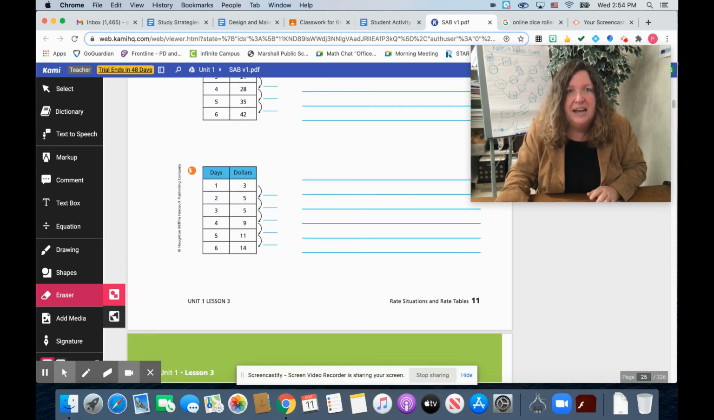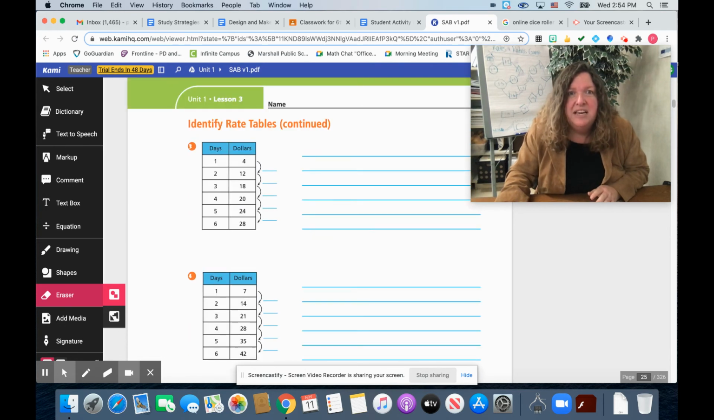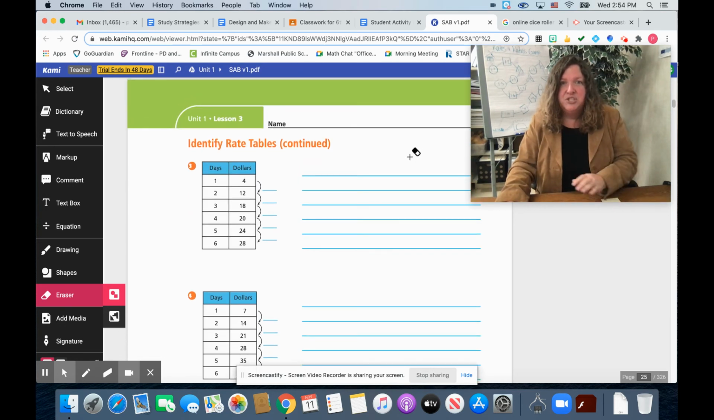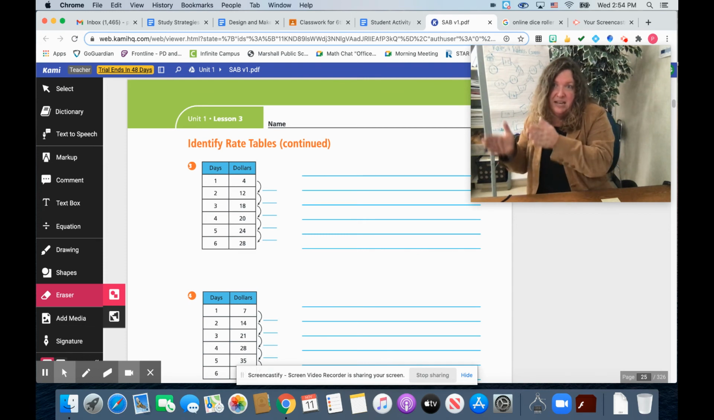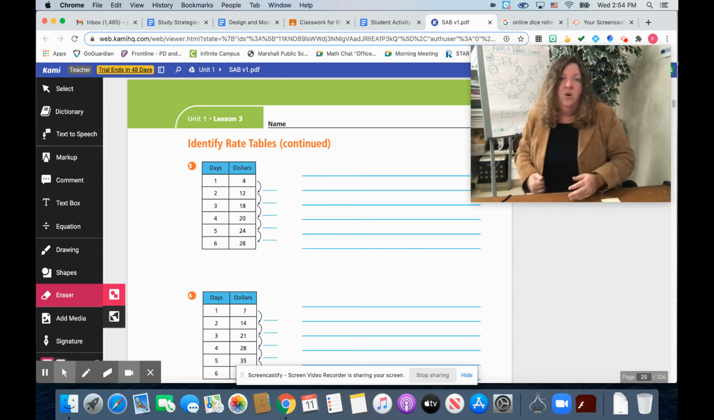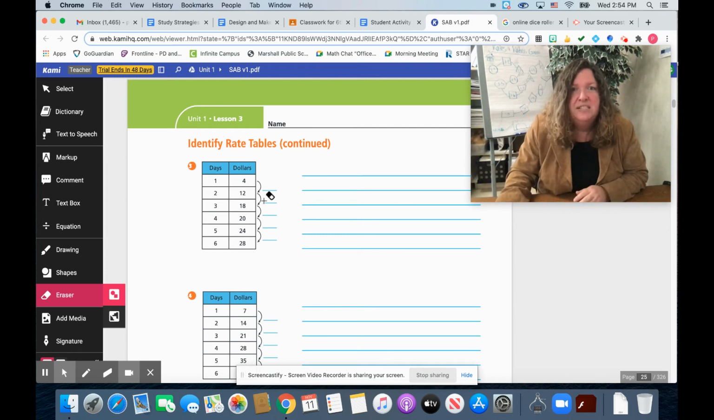Take a look at why. It's a little hard to see. There we go. Take a look at why number 13 is tricky. In number 13, it's asking us to identify if this is a rate table. Does it have a constant rate as it goes up each time, or is it not? So let's see. It went up by how many? Went up by 8, went up by 6, went up by 2, went up by 4, went up by 4. That's not a constant rate.